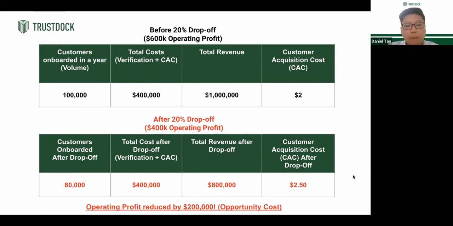So all in all, the opportunity cost for your business, what the 20% drop-off rate meant, was a reduction of $200,000 that could have gone into your bank account. It could have been reinvested into the business, generating even more growth for your business. It could have been used in so many different ways, but due to this drop-off, it affected your business profitability.